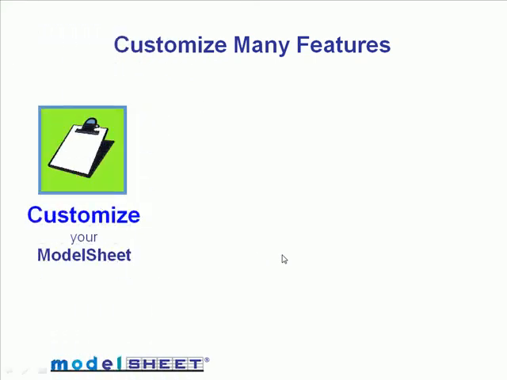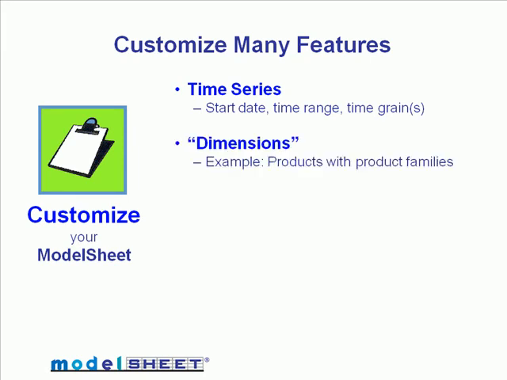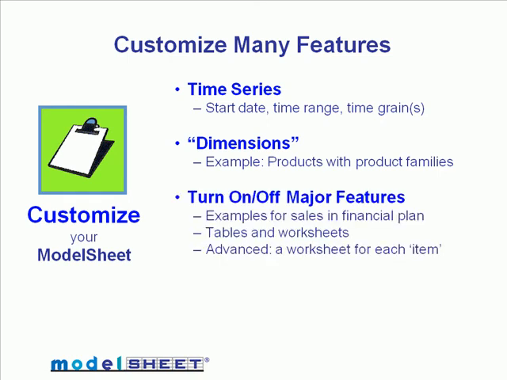Based on what we just did, we can summarize the aspects of a model that you can customize. You can customize the time series. You can control the start date and time range. You can set the time grain and the roll-up grain, that is, what the time subtotals show. You can set the number and names of items. For example, the products in a product line, the departments in an organization. You can set up hierarchies, such as putting products in product families. You can turn on or off major features with a click, so your spreadsheet contains just the features you need. For example, in this model, we can add scenarios or add market demand with revenue.